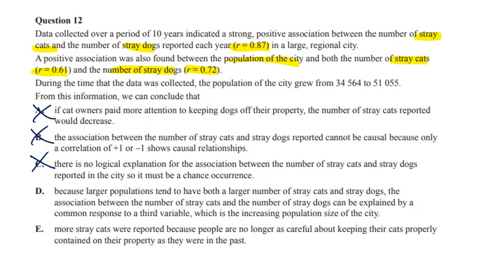It says D, because larger populations tend to have both a larger number of stray cats and stray dogs, the association between the number of stray cats and the number of stray dogs can be explained by a common response to a third variable, which is the increasing population size of the city. That looks pretty good. Again, here's my little question mark technique, because you always feel a bit sort of freaked out in exams. Let's look at E.